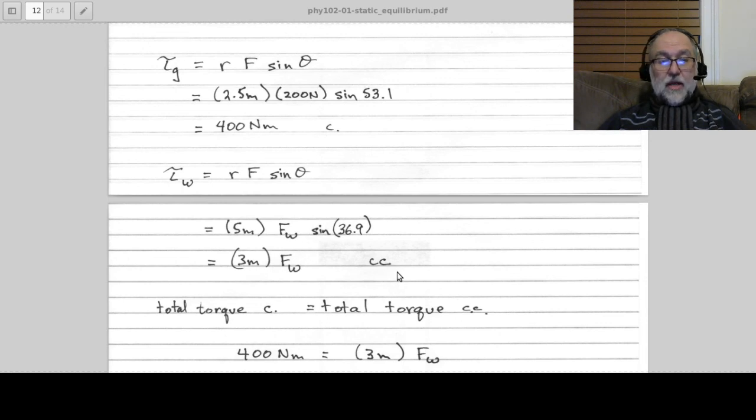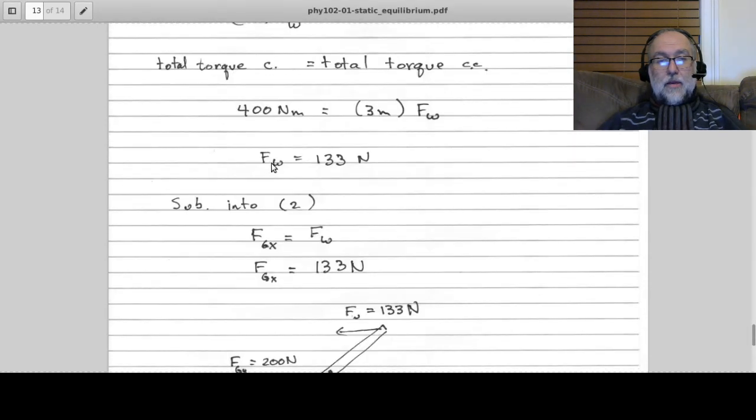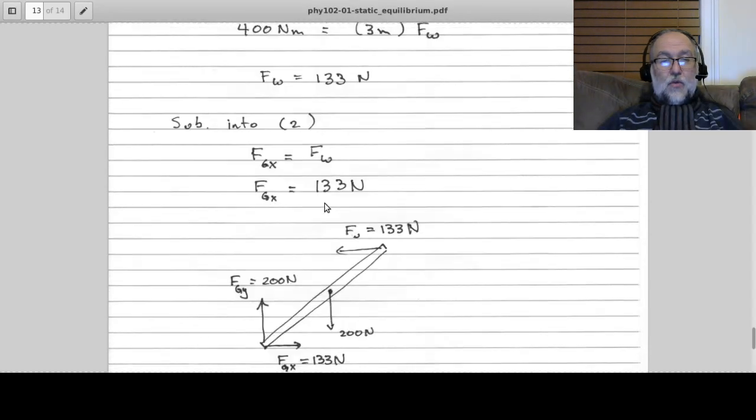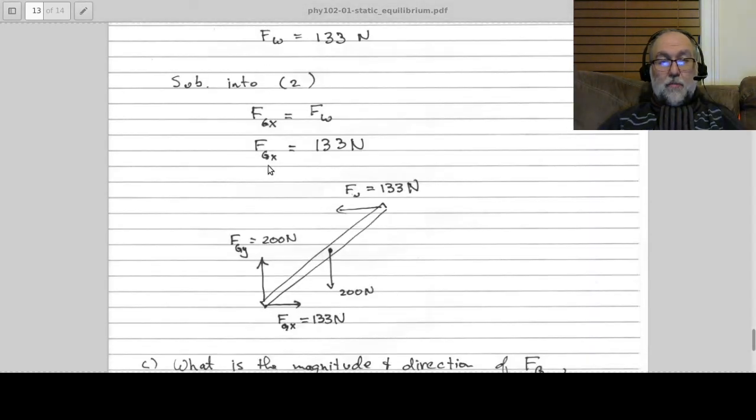And that one's counterclockwise. Now the clockwise torques have to balance the counterclockwise torques. So 400 Newton meters has to balance this 3 meters times FW. Here it is. And so now we just divide both sides by 3 meters, and we get that FW is 133 newtons. Now if we substitute that into equation 2, which balanced the x components, we find that the ground must also be pushing back in the other direction with 133 newtons.